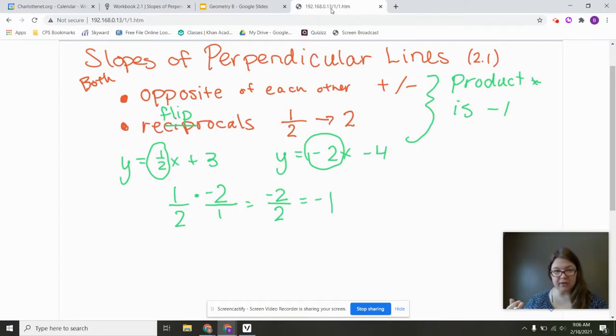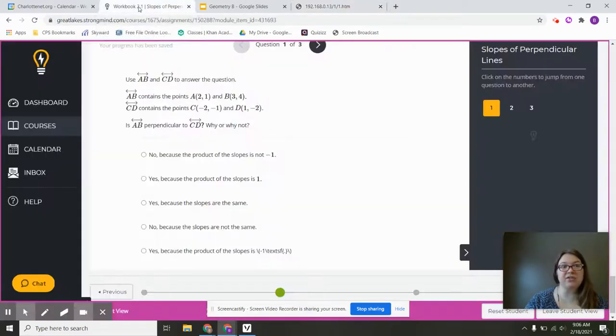So that's one way of doing it, or you can just look and make sure that they are both opposites and reflipricals or reciprocals of each other. So that's all we're looking for is opposite reciprocals. You might have to do calculations just like on the last one.